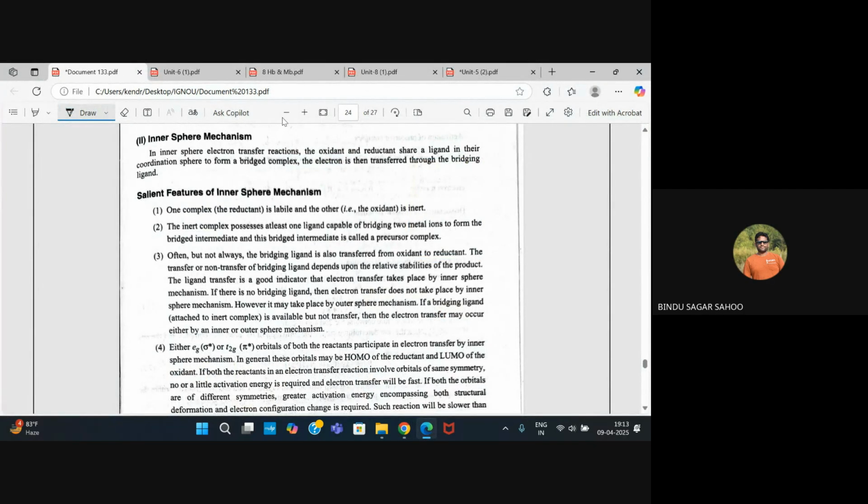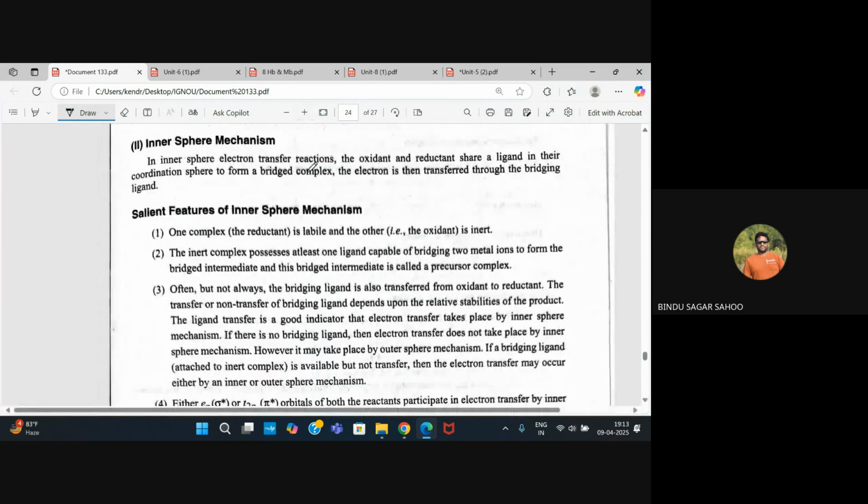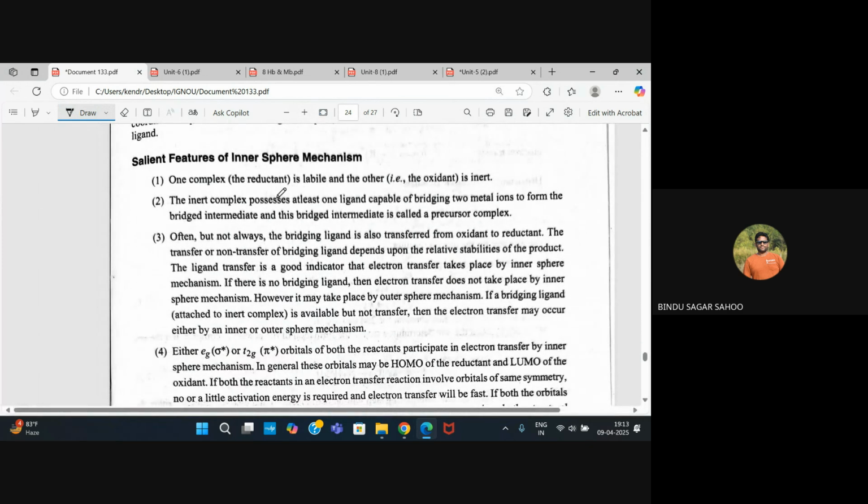So here the reductant complex will be a labile complex, and the oxidant complex must be an inert complex. And the inert complex possesses at least one ligand that can behave like a bridging ligand, and this bridging ligand can make a coordination bond with the reductant's metal complex, and it will form a precursor complex.